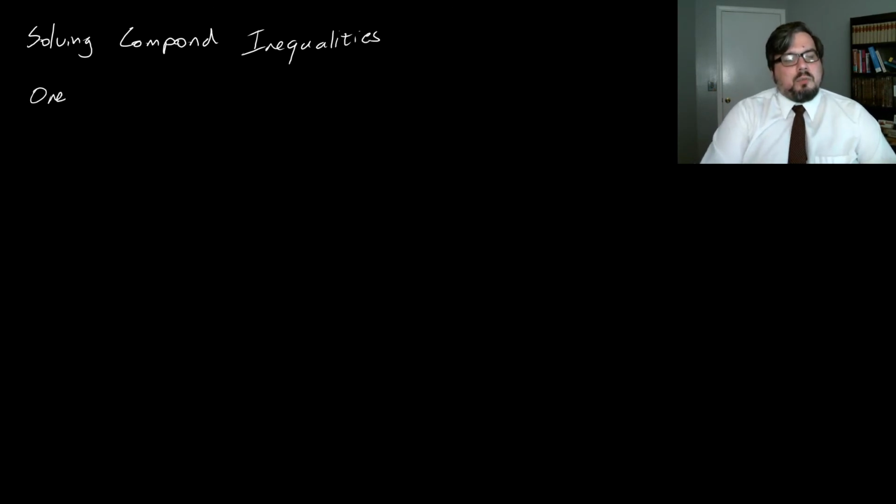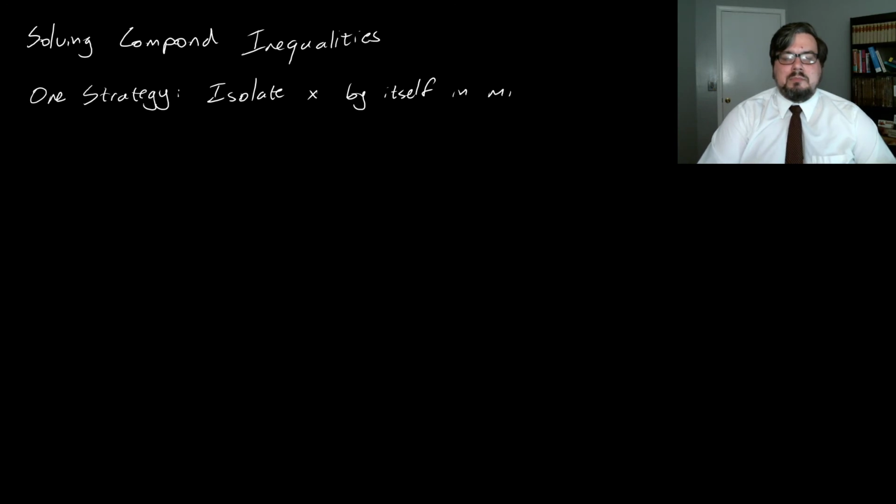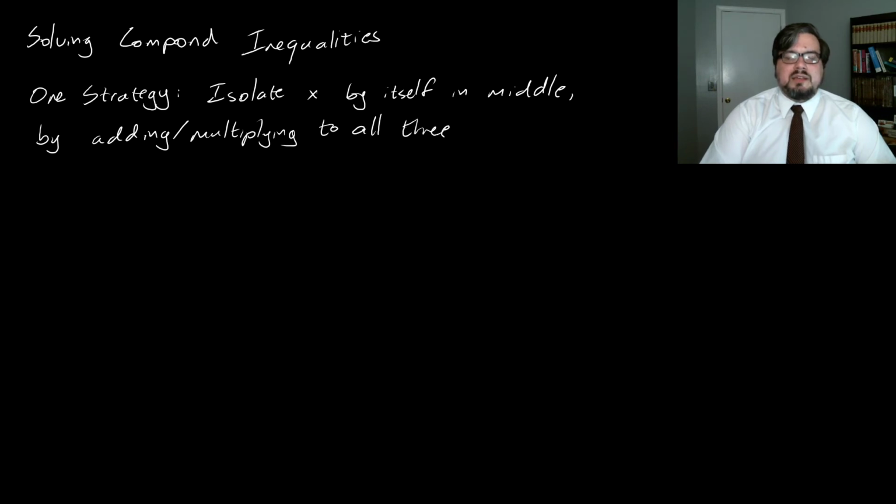So one strategy that we usually try to do first is to isolate x by itself in the middle of the inequality, and we're going to do this by adding and multiplying to all three sides of the inequality, the compound inequality.